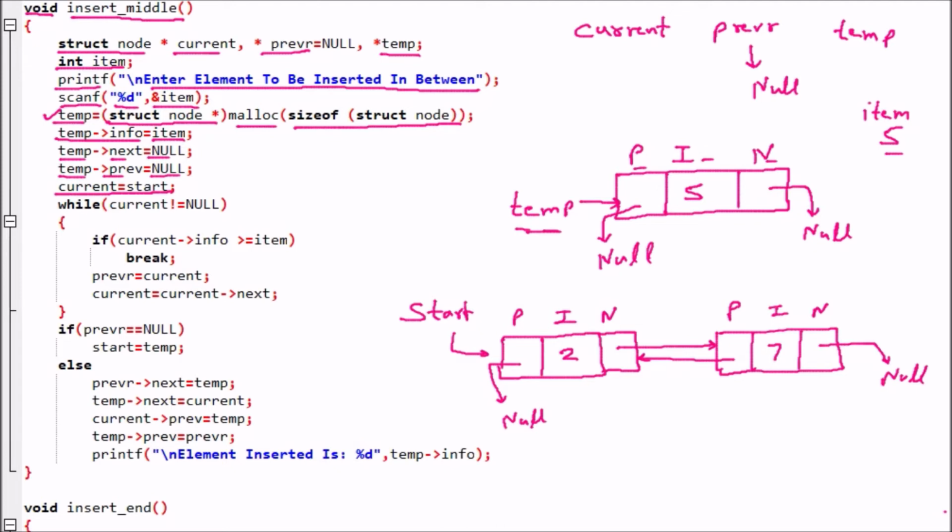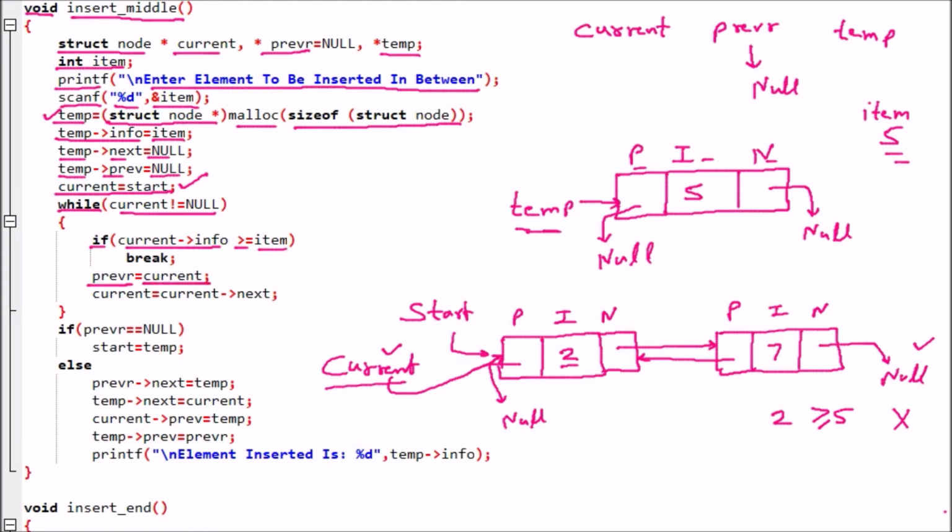Now we go into this particular loop: while current not equal to null. First of all, we set current to start, so the current pointer is pointing to the start. Current is not null, so current will start here and keep working until it reaches null. If current info is greater than or equal to item, current info is 2 and item is 5. Is 2 greater than or equal to 5? No, it is not. So break will not work.